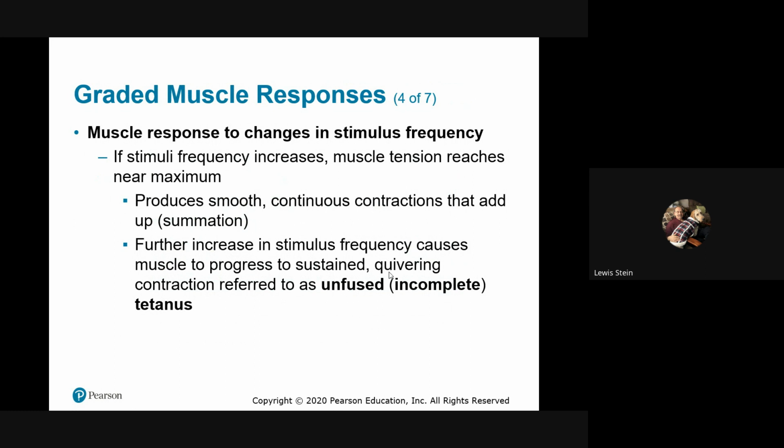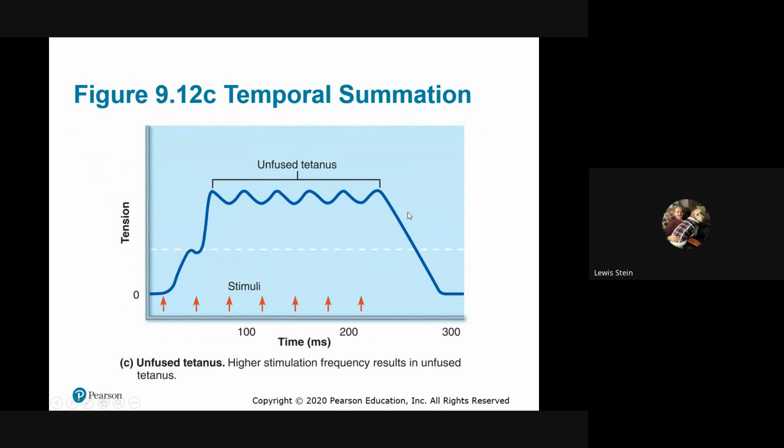Now, unfused implies quivering, a little bit. It's contracted, but it's not just not moving at all. You can almost palpate or feel some motion. And that's where the disease tetanus comes from, permanent contractures. And this is unfused, so electromyographically, you can see it. The stimuli now are what? 1, 2, 3, 30 per second, let's say. 3 in a 100 millisecond interval. 30. Okay. So that's unfused tetanus.